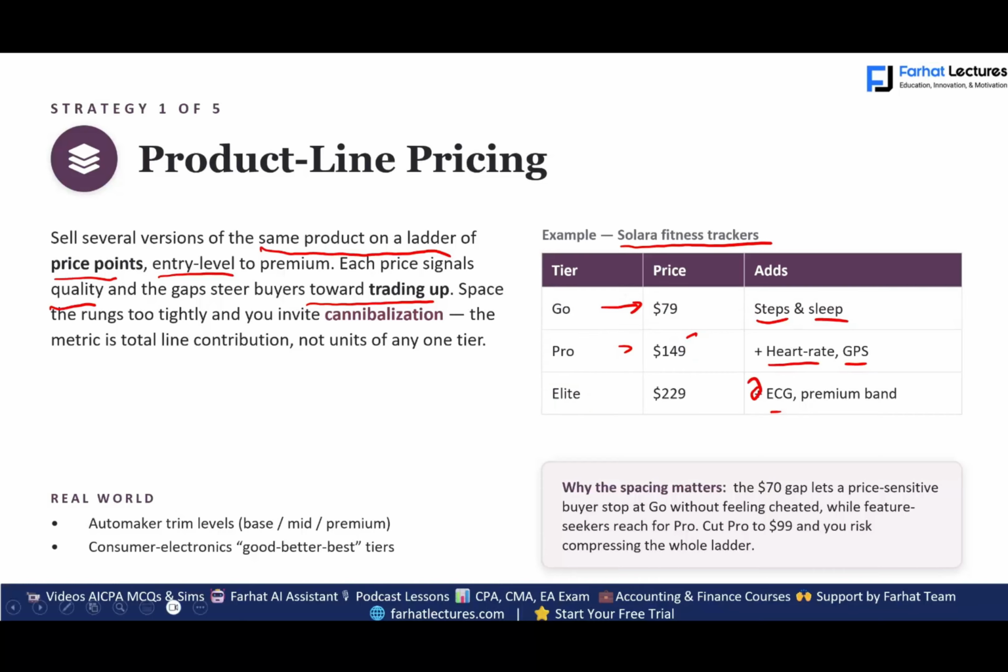And this happens a lot in the real world. For example, automakers will have different trim levels of the car: a base, a medium, and a premium. Consumer electronics will have good, better, and best tiers.